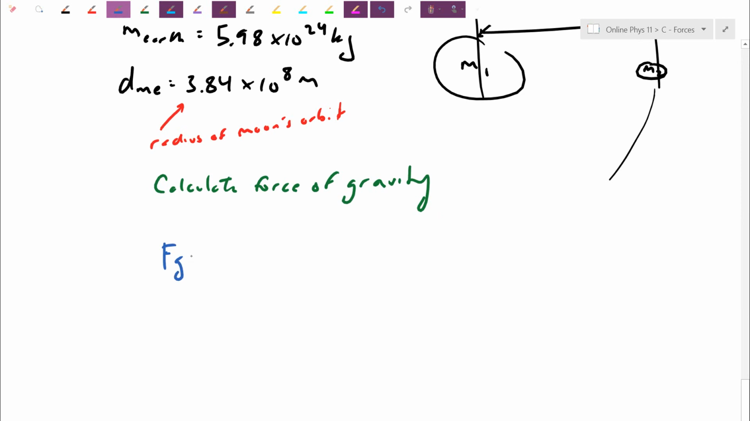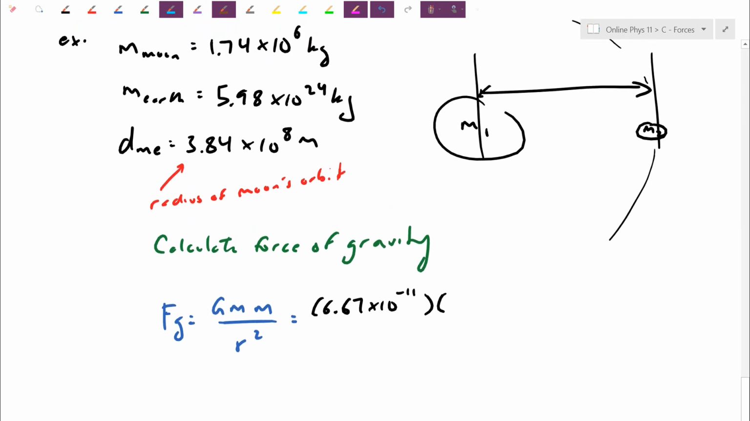It says here Fg is equal to Gm1m2 over r squared. I'm going to plug through the numbers. It's already isolated for the variable that I want. The G is always a constant, so it doesn't matter if I'm talking about the Earth and the moon, or the moon and the sun, or you and the person next to you. This constant is always 6.67 times 10 to the negative 11.